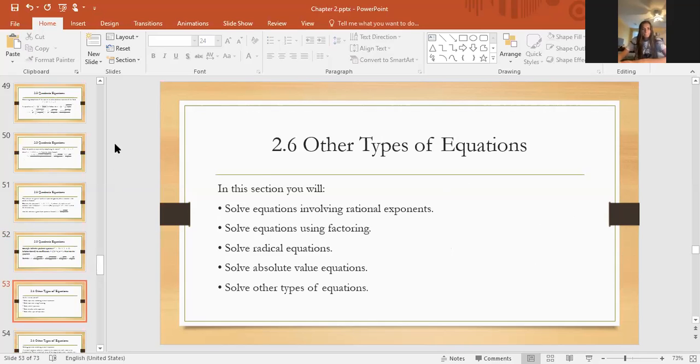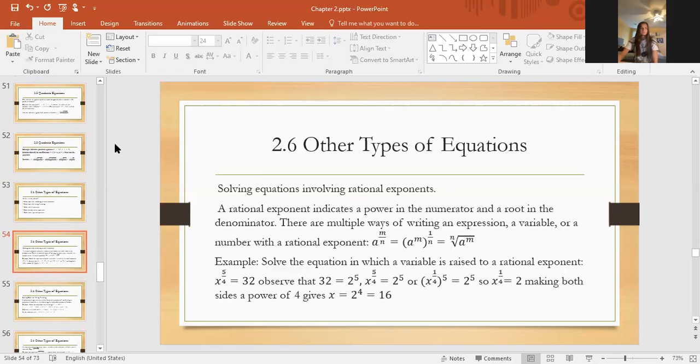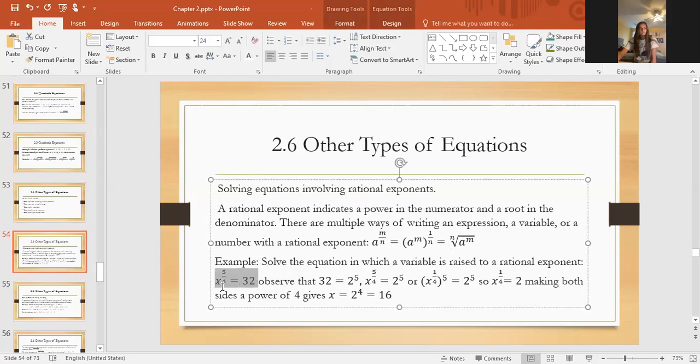2.6, we are going to look at some other type of equation. We might have an equation that involves rational exponents, like the square root. The square root is a rational exponent, where the exponent is 1 over 2. And so I'm going to give some examples here. Suppose we want to solve the equation, look at this one.